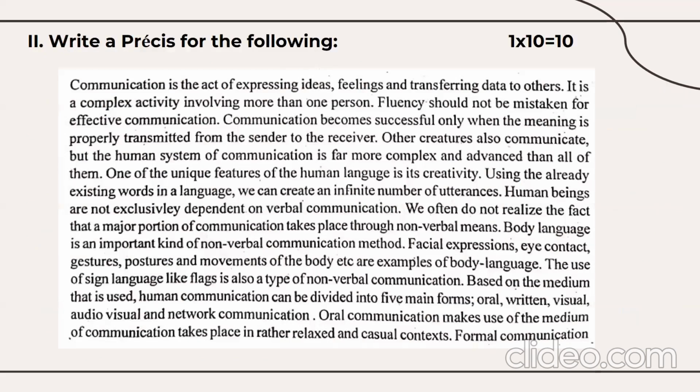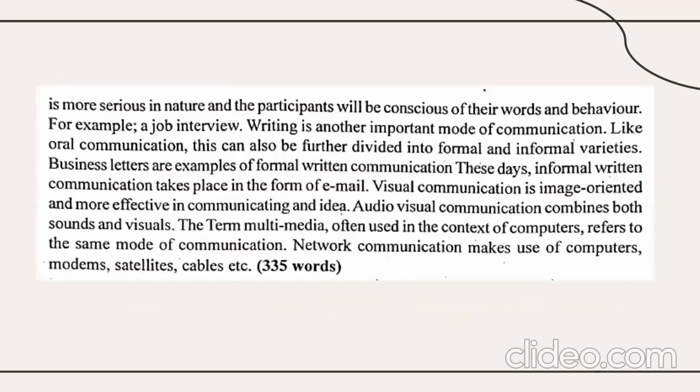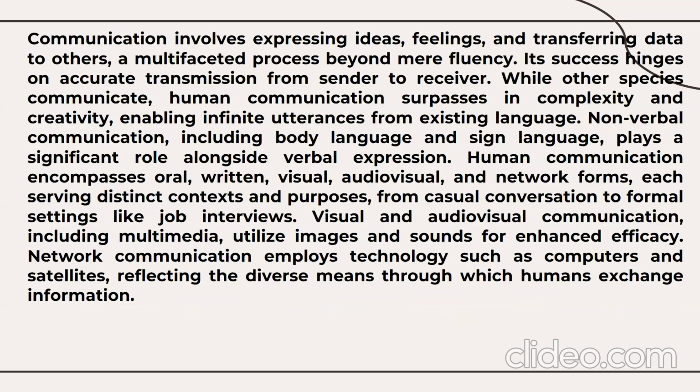For the next question, a paragraph will be given, and you need to do precis writing. You need to convert it into one-third. For example, 335 words are written here, and you need to write in one-third. So one-third means, if it's 100 words, you'll write about 30. So for 335 words, obviously you'll write about 120 words. And again, don't repeat the sentences, try to give a gist.